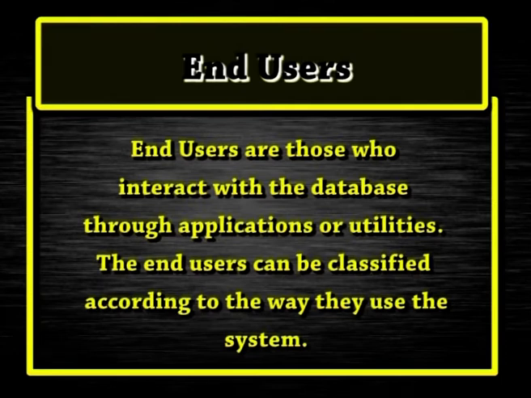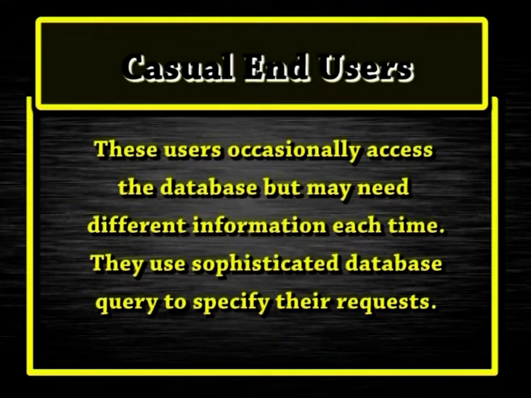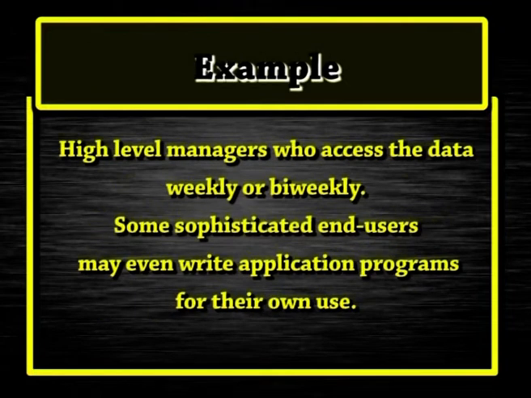Now, let's come to the end users. End users are those who interact with the database through applications or utilities. The end users can be classified according to the way they use the system. First is casual end users. These users occasionally access the database but may need different information each time. They use sophisticated database queries to specify their requests. For example, a high level manager who accesses the data weekly or bi-weekly. Some sophisticated end users may even write application programs for their own use.